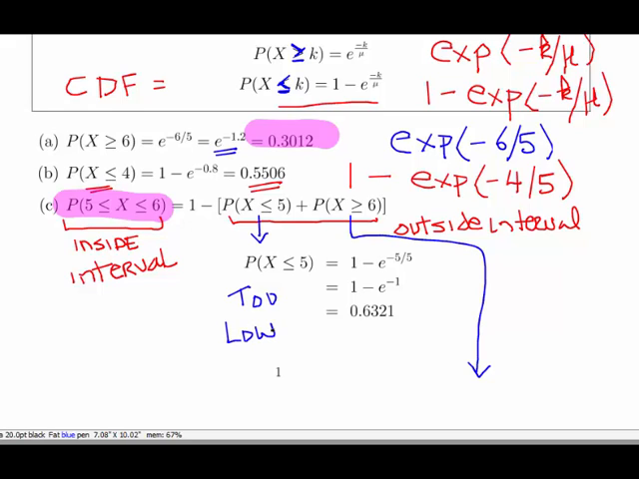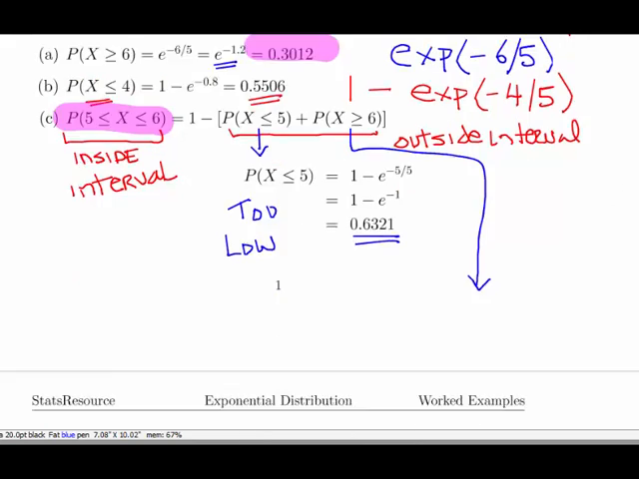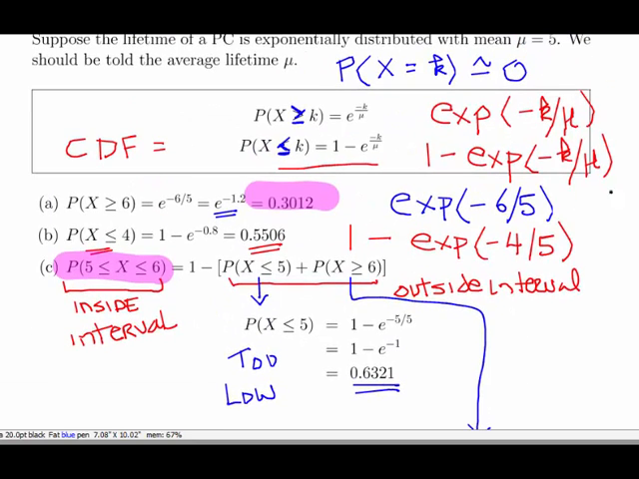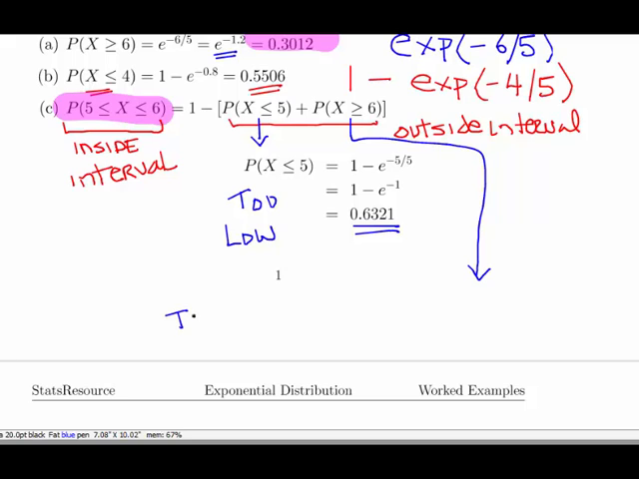Too low for the interval is the probability of x less than or equal to 5. So that's 1 minus the exponential of minus 5 over 5, which is 1 minus the exponential of minus 1, and that works out to be 0.6321. And then too high for the interval is the probability of x greater than 6. We actually figured that out previously. That's 0.3012. That's part A.